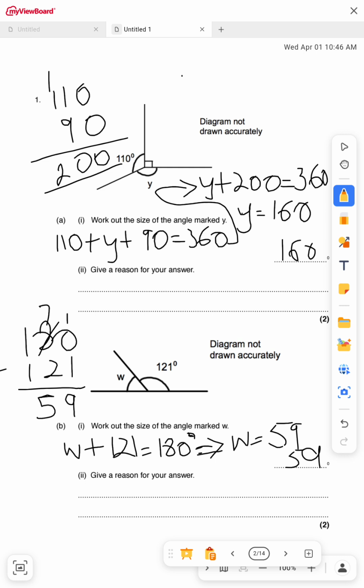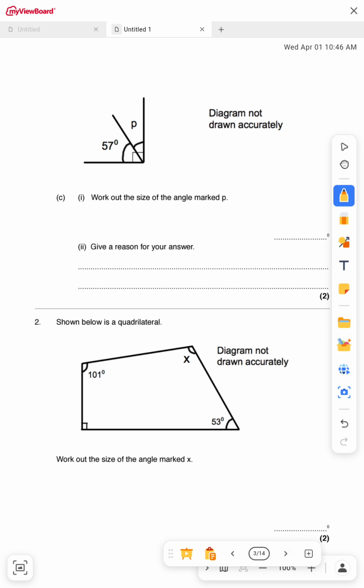Okay, I hope these questions are clear to you. Let's move on towards the next question. Again, the figure is not drawn to scale. Work out the size of the angle which is marked P. So this is basically the sum of the angles on a right angle. These are two angles which sum up to 90 degrees because they are making a right angle.